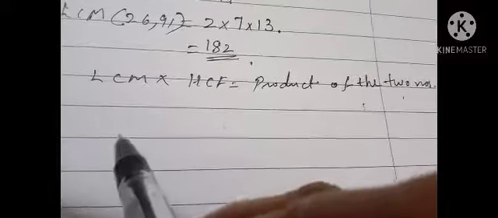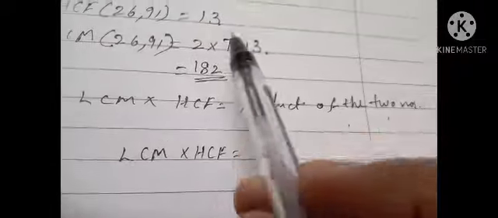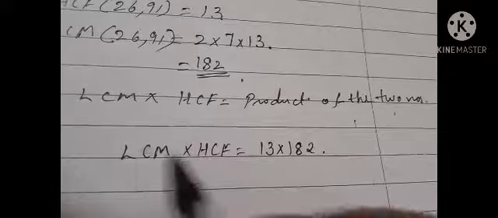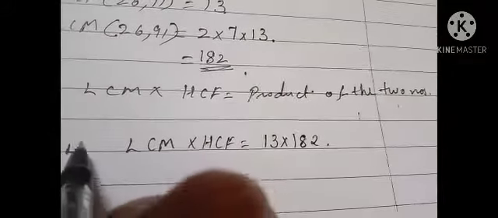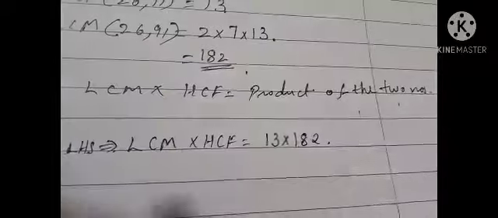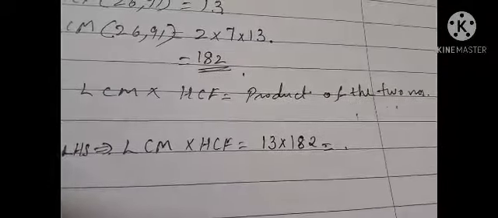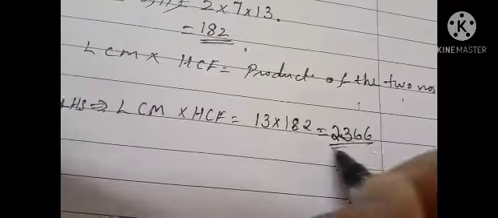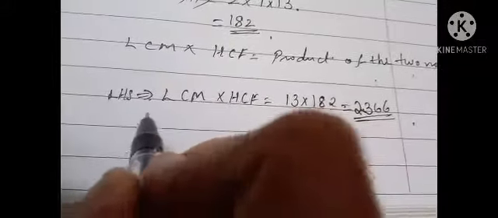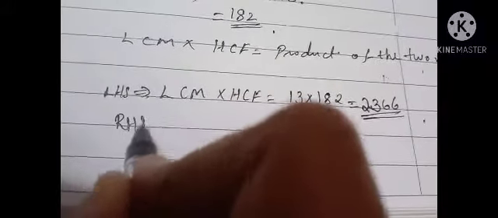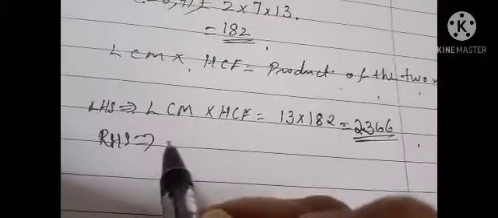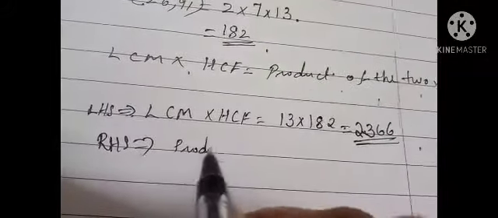For that we have to multiply LCM and HCF of these two. That is 13 into 182. This is the LHS. Then we have to find this value. It's equal to 2366. Then we have to find the product of the numbers, that is the RHS. Here we have to verify that LHS and RHS are equal.